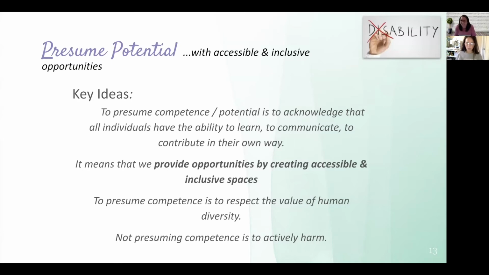Because I feel like it really is a mindset thing that can impact everything that we do as professionals, as educators. So really getting that and understanding it and thinking through it can really help us make some changes or some mind shifts that can just help us and our students. So, all right, presume potential.